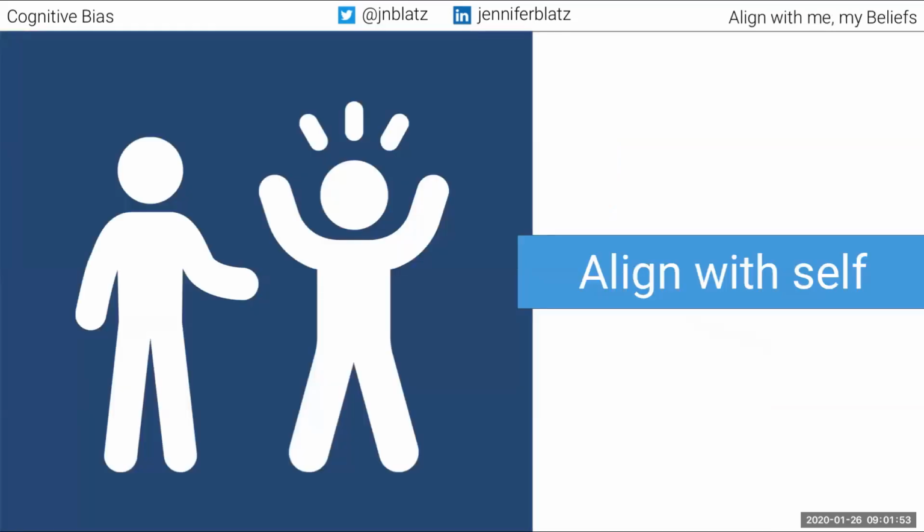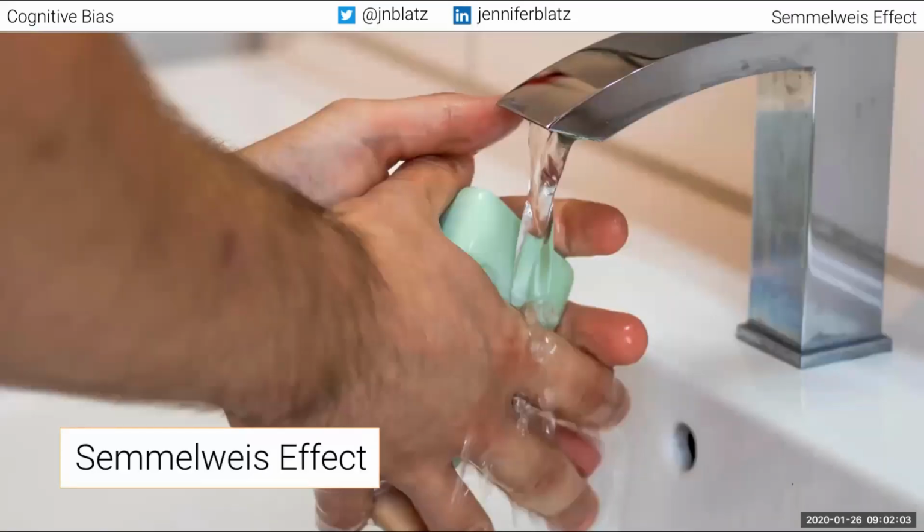Okay, so let's switch gears a bit and talk about things that don't agree with our mental models or our ideas. I have another fancy word for you. Are you ready? It is the Semmelweis Effect. Let me say that again. The Semmelweis Effect. And that is a cognitive bias where we have the tendency to reject evidence if it contradicts a paradigm.